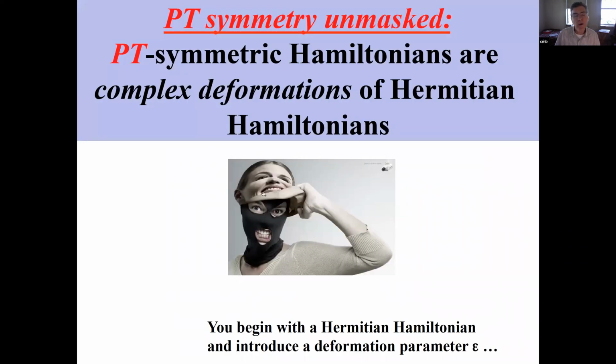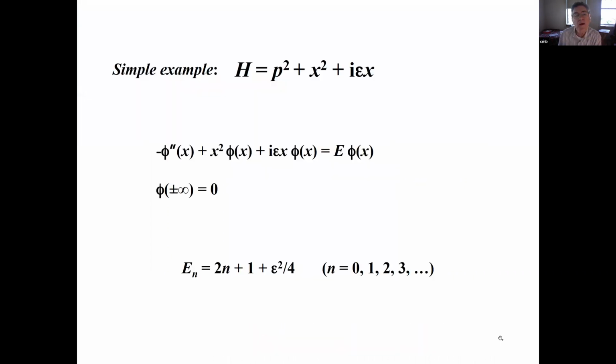Okay, so here's what you should remember. PT-symmetric Hamiltonians are complex deformations of Hermitian Hamiltonians. The idea is that you begin with a Hermitian Hamiltonian and you introduce a complex deformation. That is, you put in a deformation parameter epsilon. A very simple example is to start with just the harmonic oscillator and put in a deformation of the form ix times epsilon, and ix, remember, is PT invariant. So this Hamiltonian is no longer Hermitian, but if you solve the corresponding Schrödinger equation with the usual boundary condition, what you find is that the eigenvalues are all real. This is a very simple case.